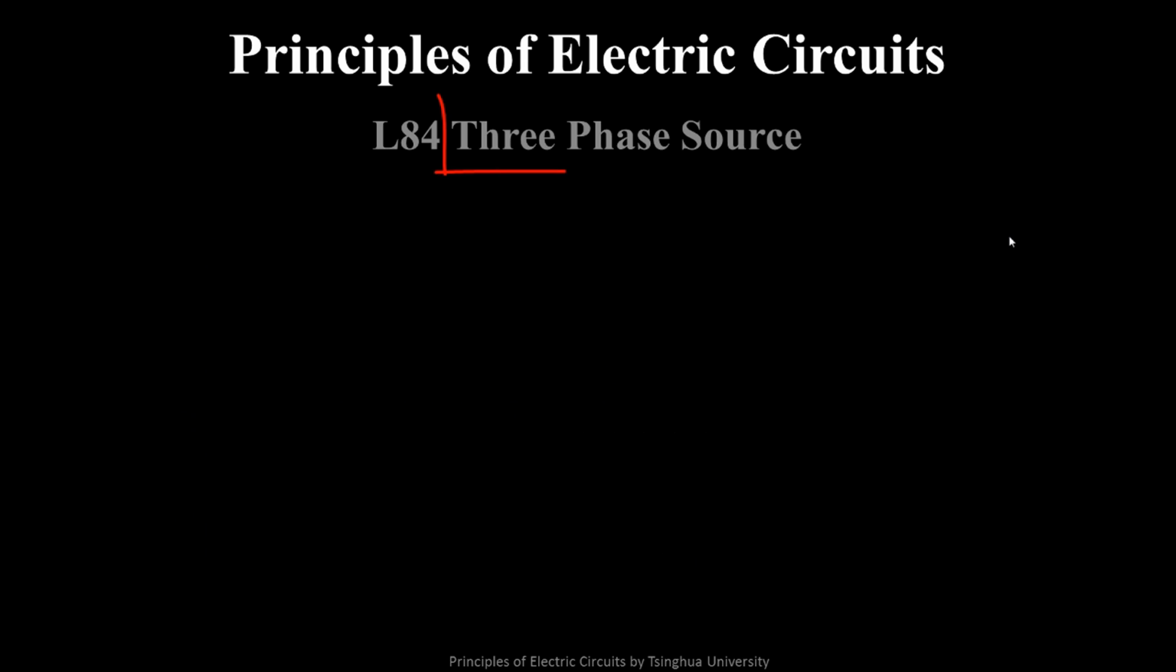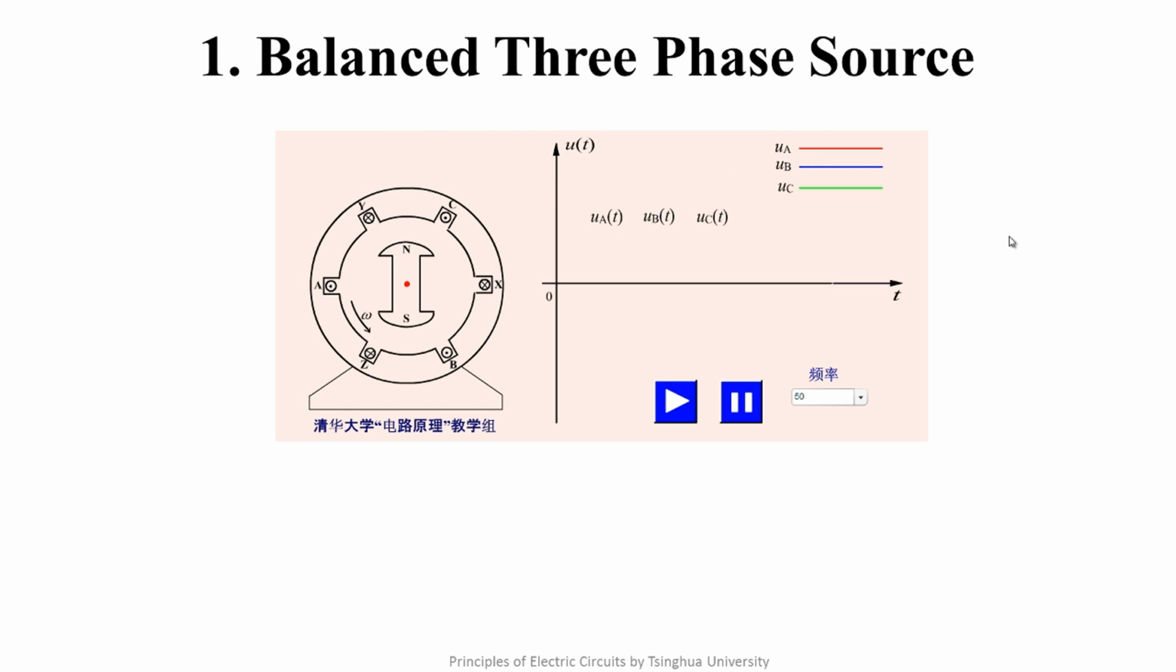In order to study three-phase circuits, we must first introduce the three-phase source. This is the concept of this lecture. This is a diagram of a generator's internal structure. The middle part is called the rotor, whose rotation is driven by the prime motor. The surrounding part is called the stator, whose position is static. We've introduced the photos of the rotor and the stator in lecture 60.